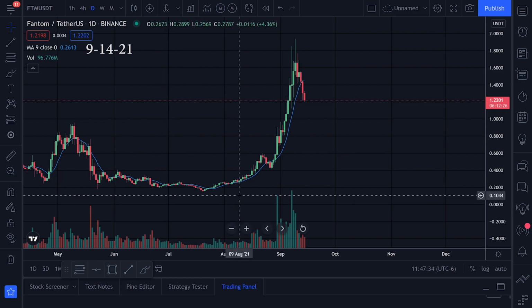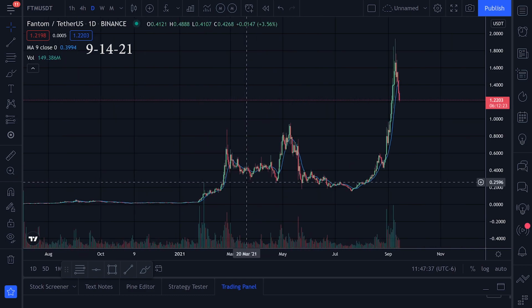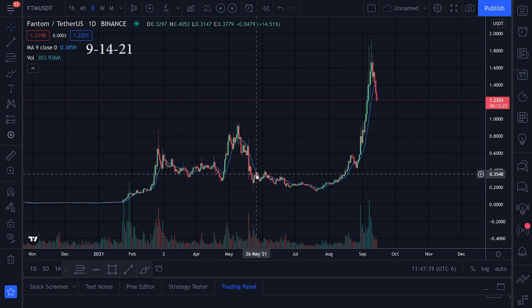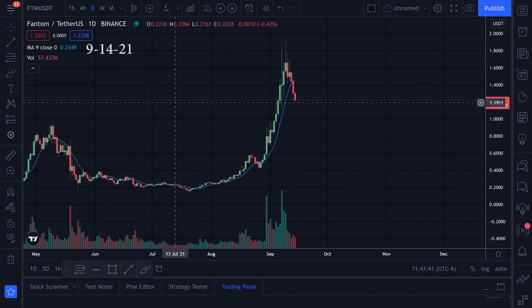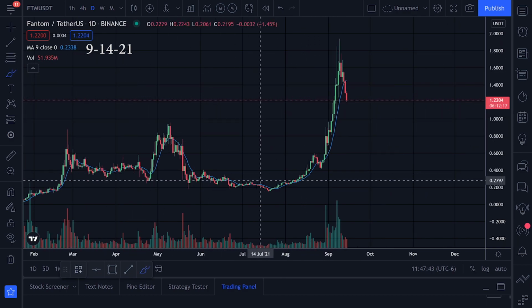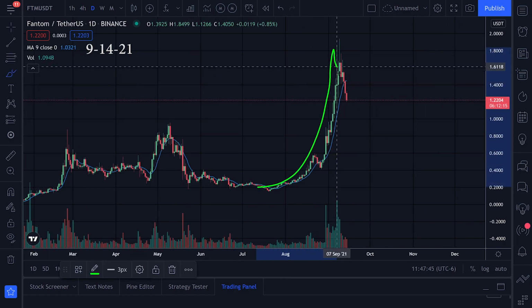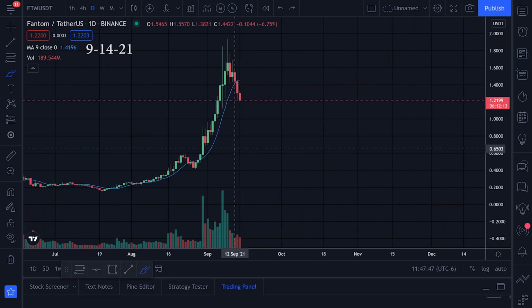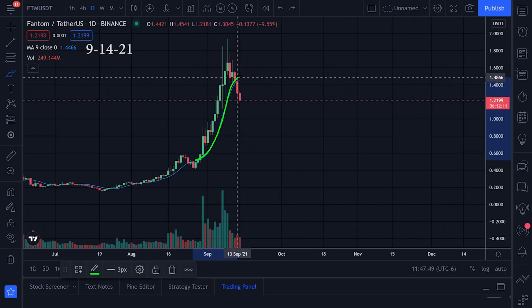So right now, I'm looking at Phantom. This was one of the ones that someone requested. Basically, what I would be watching is, it looks like we have a huge run up and then we're getting a big correction now. Right now we're on the daily time frame. We just see this 9 moving average right here. We broke below that 9 moving average.